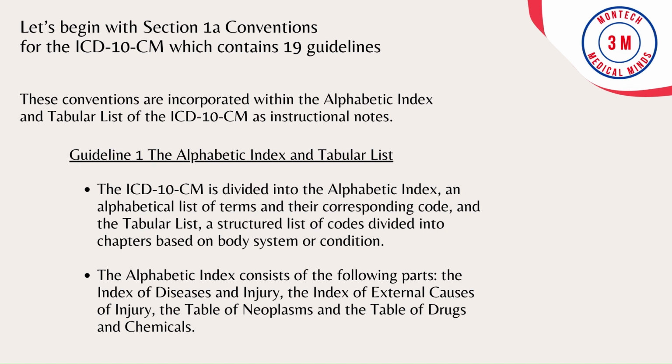Guideline 1, the Alphabetic Index and Tabular List. The ICD-10-CM is divided into the Alphabetic Index, an alphabetical list of terms and their corresponding code, and the Tabular List, a structured list of codes divided into chapters based on body system or condition. The Alphabetic Index consists of the following parts: the Index of Diseases and Injury, the Index of External Causes of Injury, the Table of Neoplasms, and the Table of Drugs and Chemicals.